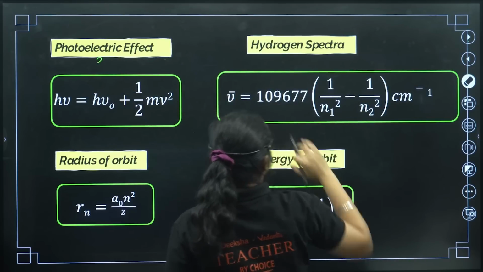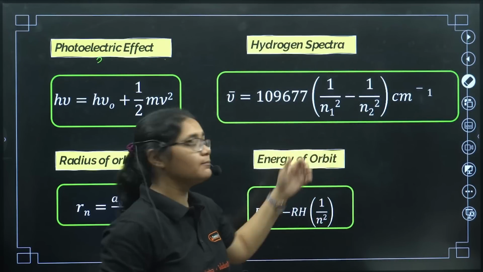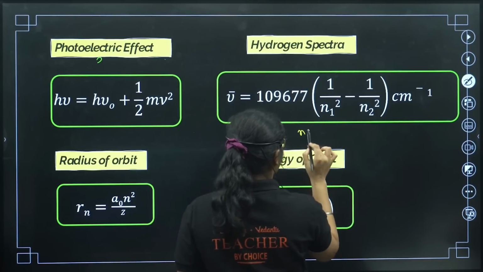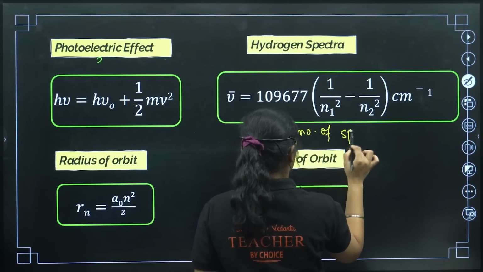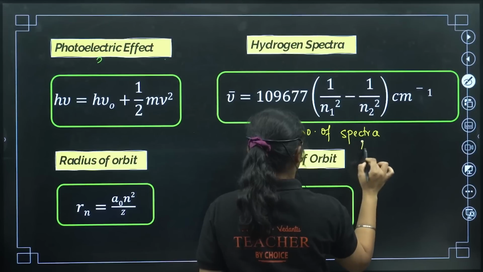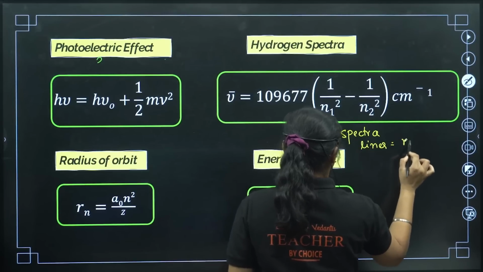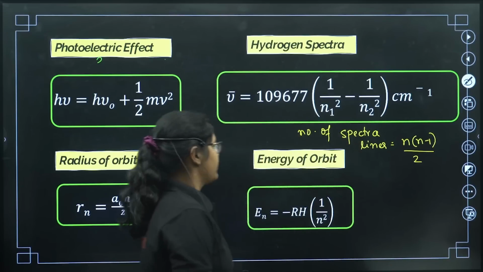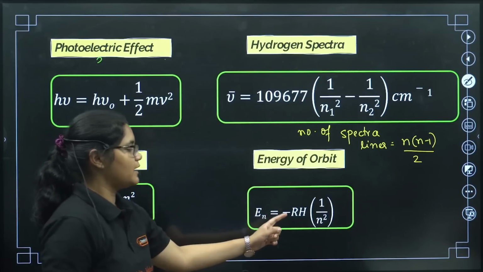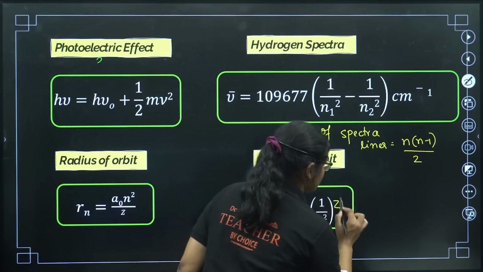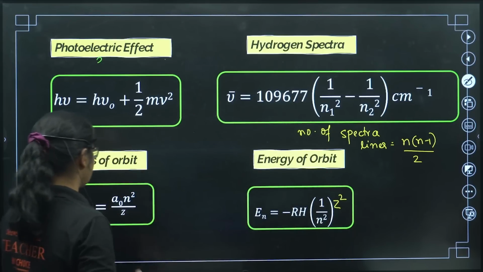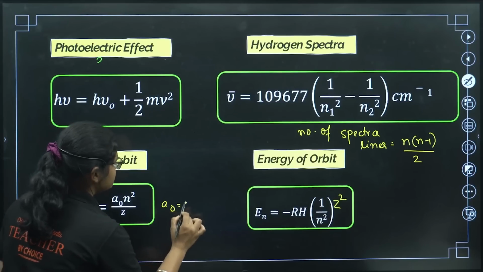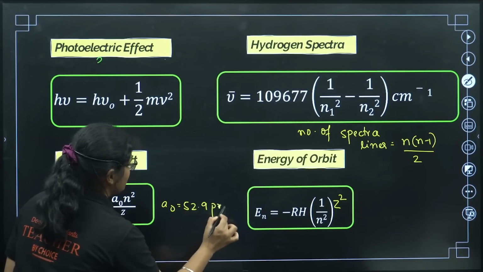Next, here I want to just add one formula, number of spectral lines. If you have been asked in the question the number of spectral lines, then the formula is n into (n minus 1) by 2. Next, we have the energy of any orbit, which is equal to minus 1 by RH into Z square by n square. And for the radius of any orbit, a0 into n square by Z, and here the a0 value is 52.9 picometer.